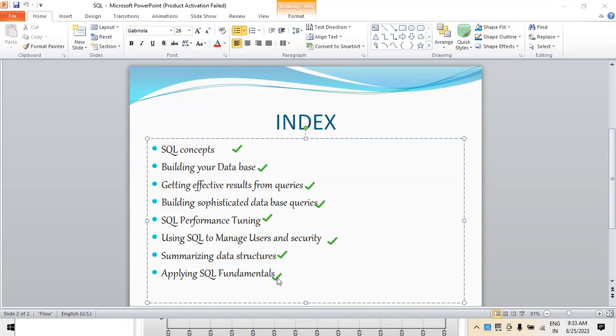So this is what generally I'm going to cover as far as SQL itself is concerned, which is highly useful for the people who are working in technology. Not only for developers and other people, it is also required for people who are working as business analysts.